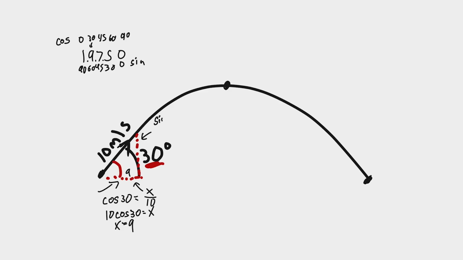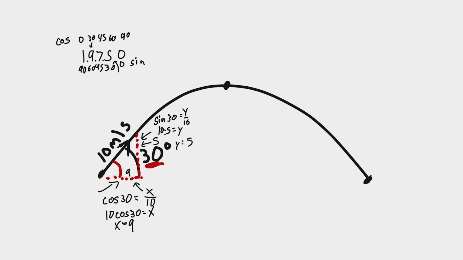For the y direction, we do sine of 30 is equal to opposite over hypotenuse, which is y divided by 10. Sine of 30 is 0.5, so we end up with 10 times 0.5 for y, so y is equal to 5, giving this side a value of 5. And that is meters per second for each one of those.